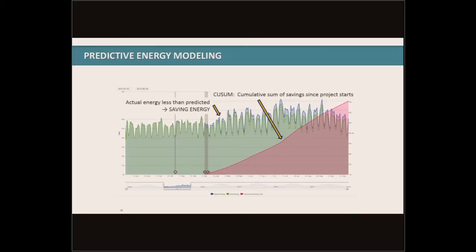So here's another graph that we can take a look at. This shows, again, the actual energy use in green. Our blue energy use is a predicted model. And the red shaded line is our cumulative savings. The cumulative savings is just the savings that accumulates day after day after day based on the energy use.